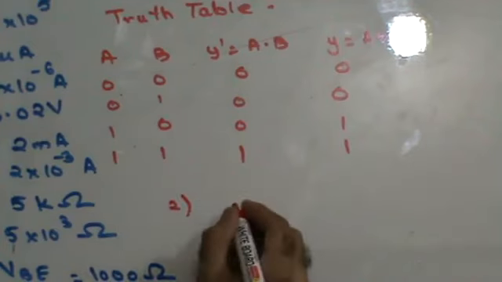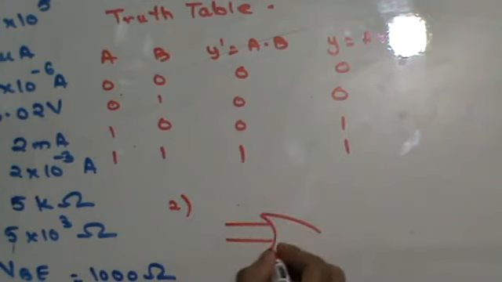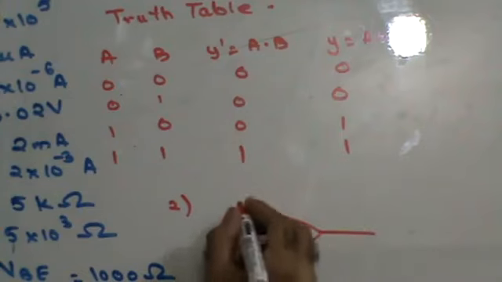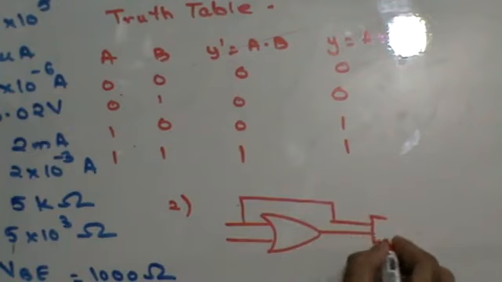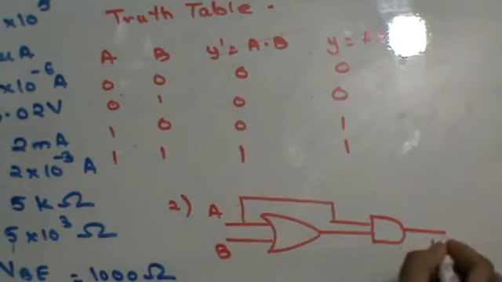Second. OR gate, joined with an AND gate, right? A, B and 1. The answer for this should be, when you solve this, you should get your answer as 0 0 1 1. That should be your output. Next.